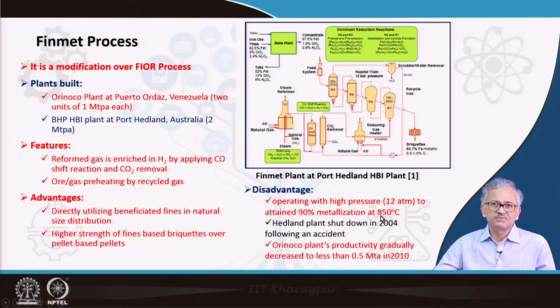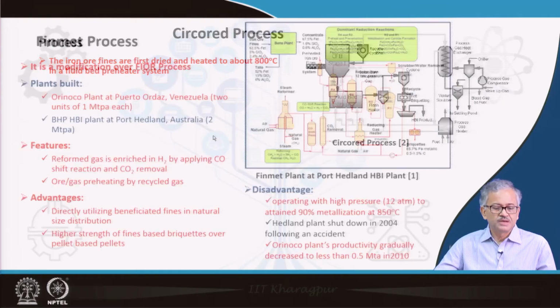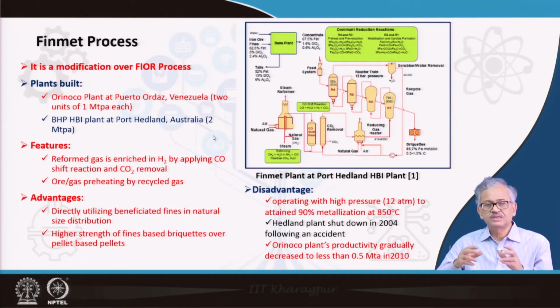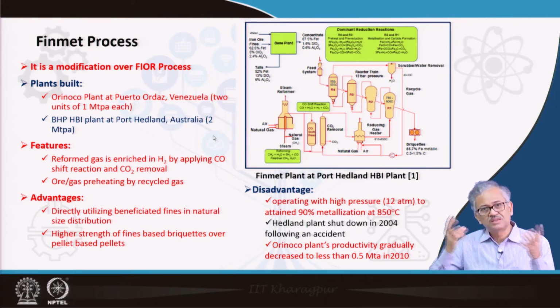And the Orinoco plant's productivity also gradually decreased. There is the Venezuela plant, which also gradually decreased. In 2010, it produced only 0.5 million tons per annum. So this fluidized bed has some inherent problems. Although very elegant technologies are in place, it still has problems with the high pressure in the reactor, and that's why they have not become very popularized.